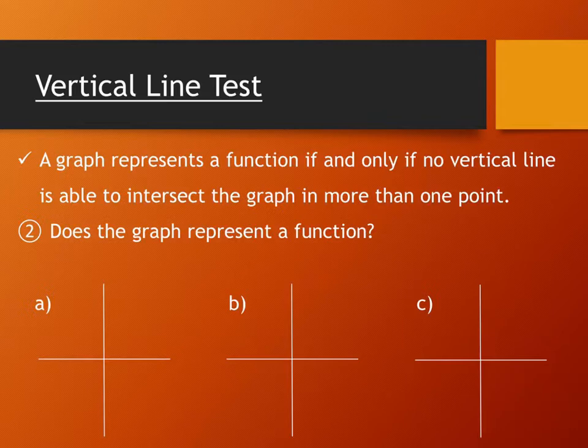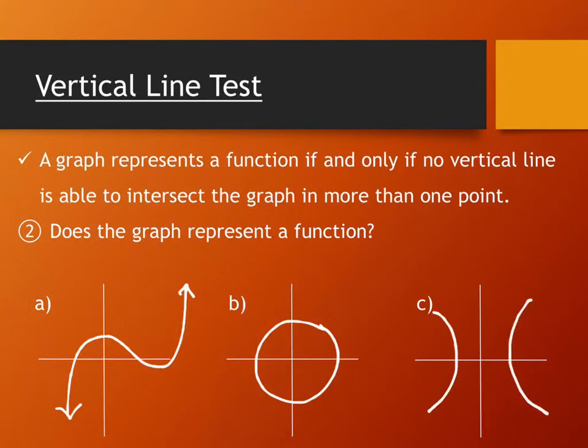Vertical line test. A vertical line test says that a graph represents a function if and only if no vertical line is able to intersect the graph in more than one point. And I have 3 graphs to draw you, so while you're writing those details down, I'm going to draw 3 graphs. This is graph number 1. This is graph number 2. And this one's graph number 3. You may or may not recognize which each of those are the graphs of. That's sort of irrelevant at this point, but we're trying to see using the vertical line test if it represents a function.